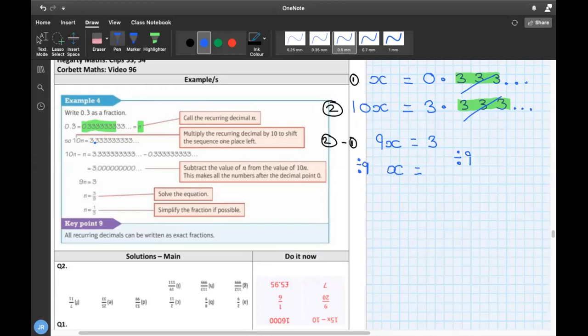Thinking back to your fractions, 3 divided by 9 you can write using your line here. And just like with any fraction, we must always simplify our answer when possible. Both 3 and 9 are in the 3 times table, so we can divide them both by 3. And that's why 0.3 recurring is equivalent to 1/3. So that's one example there. I'm going to show you 2 more examples now.